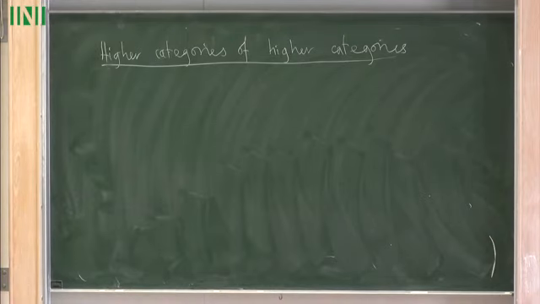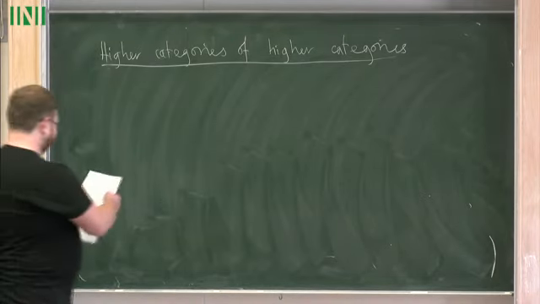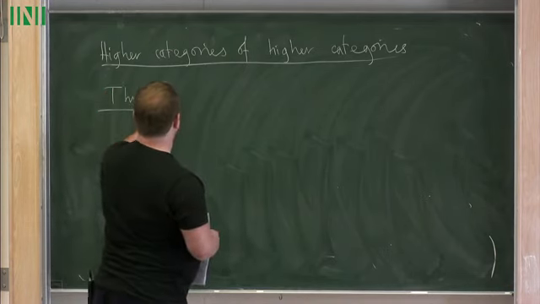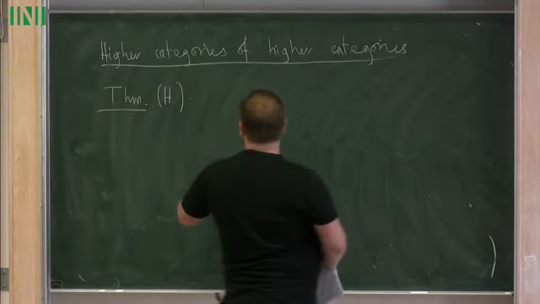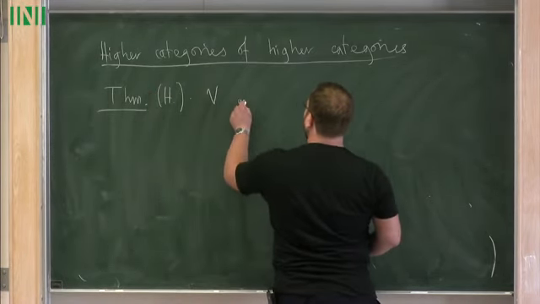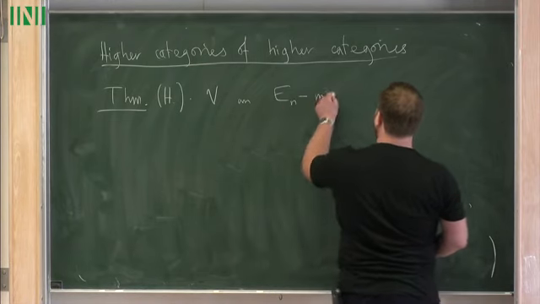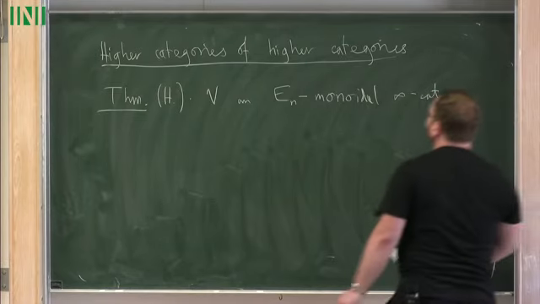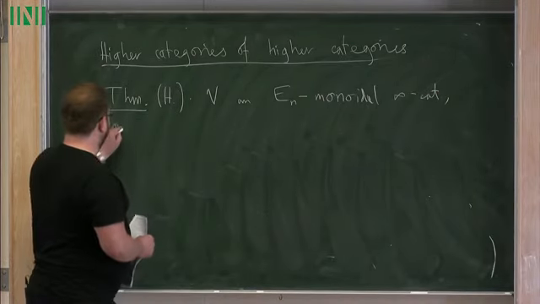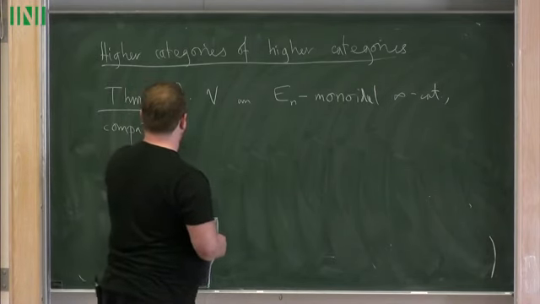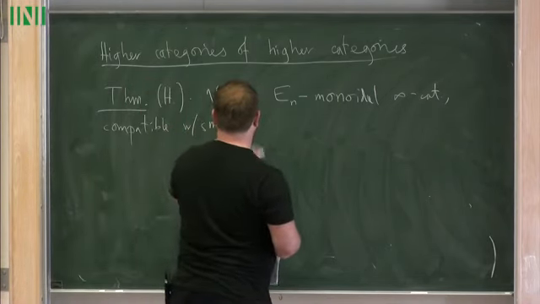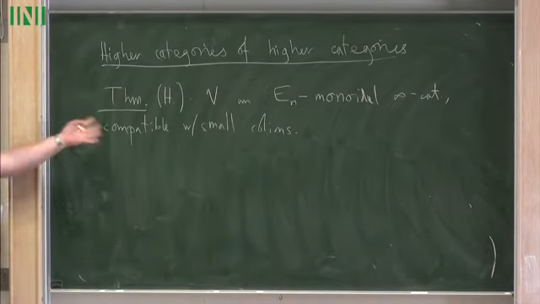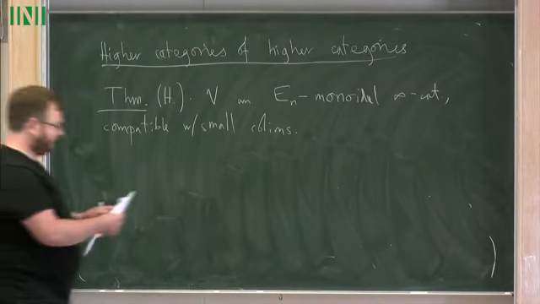Right, so higher categories of higher categories. To be more precise, I want to talk about the following result. So we have V, an E_n monoidal infinity category that is compatible with small colimits. So this means that V has small colimits and the tensor product preserves them in each variable.